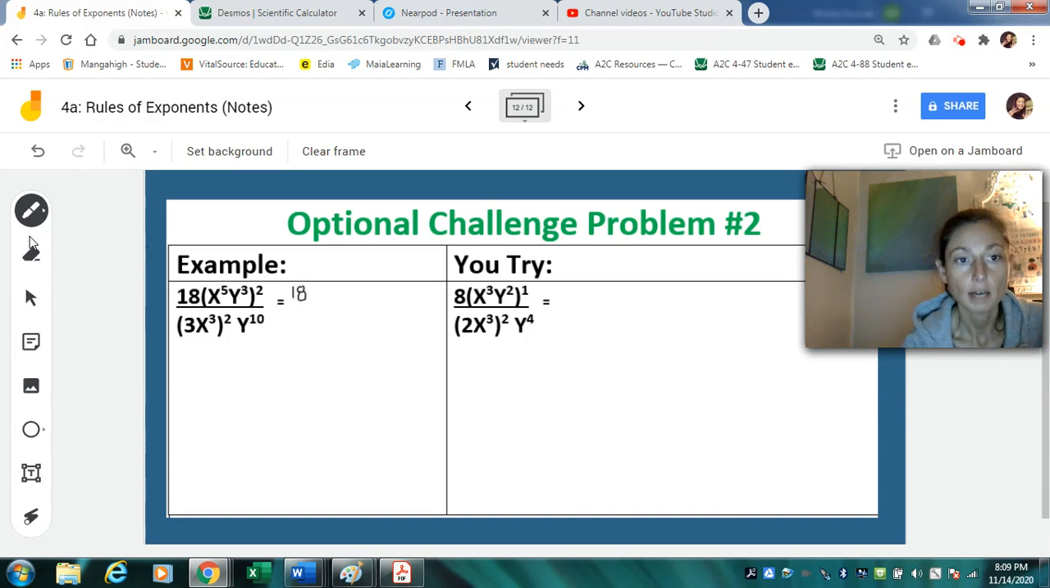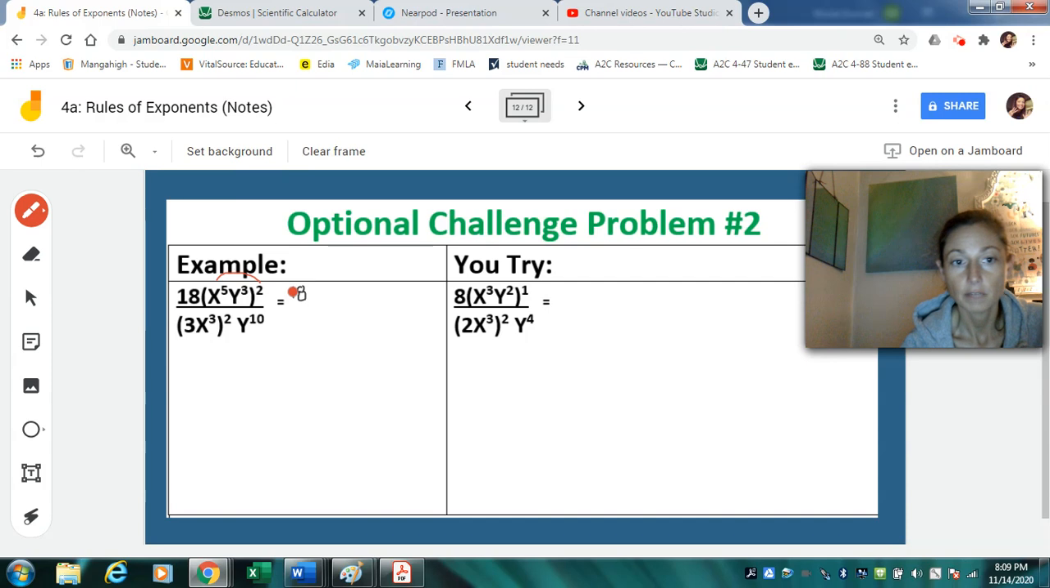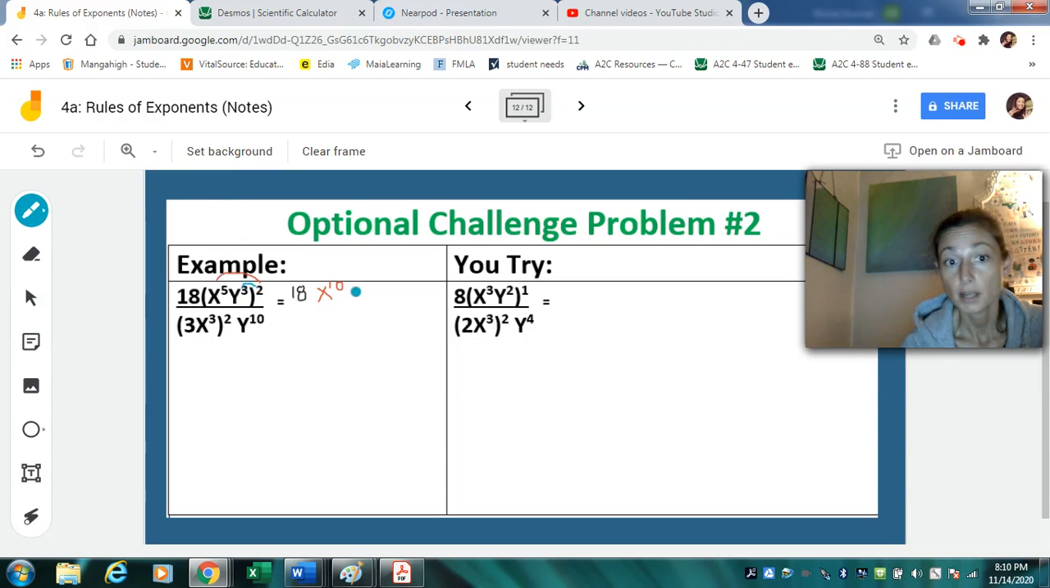And then I'm going to have, let's see here, use red. X to the 5th squared. And what we know is that we can multiply those exponents, so that gives us x to the 10th. Then I have y cubed squared. And again, we can multiply those exponents. 3 times 2 makes 6. And so that would be y to the 6th power.